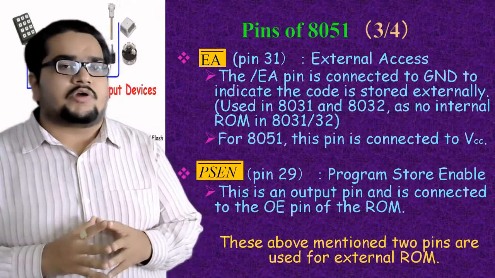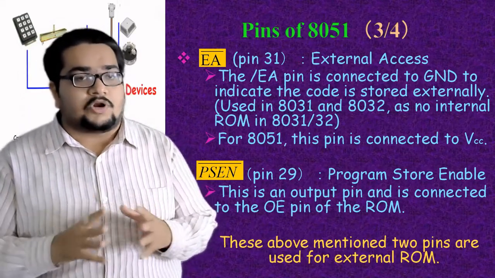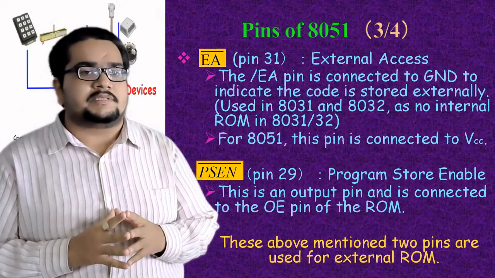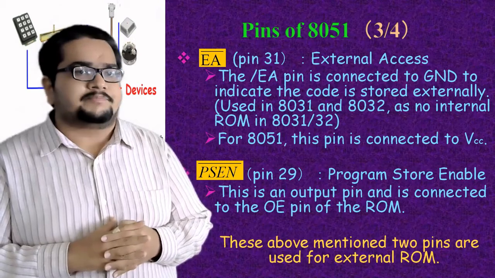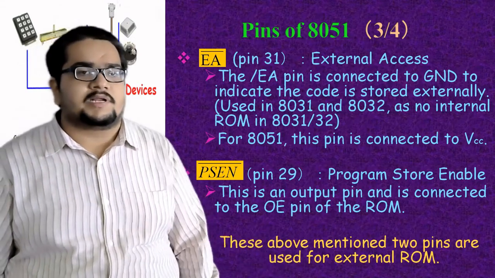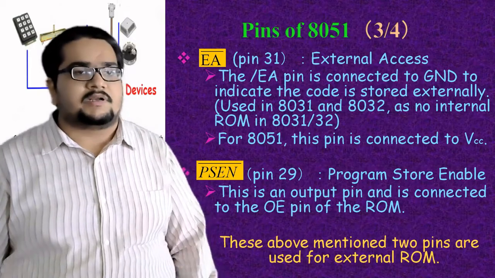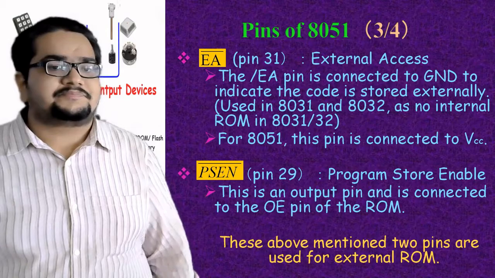Generally we do not require it, but whenever we require to extend our memory, the ROM memory, we use that external ROM memory in these cases. Otherwise, internally we have 4 kilobytes of ROM. So these two mentioned pins are generally used for external ROM connections in the 8031 microcontroller because it does not have an internal ROM at all.